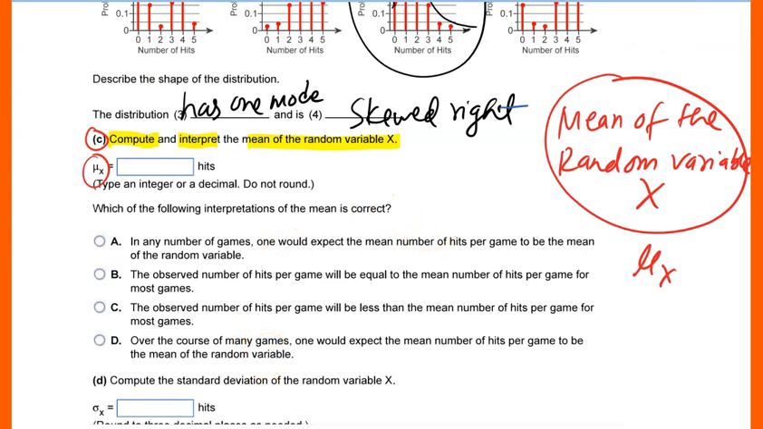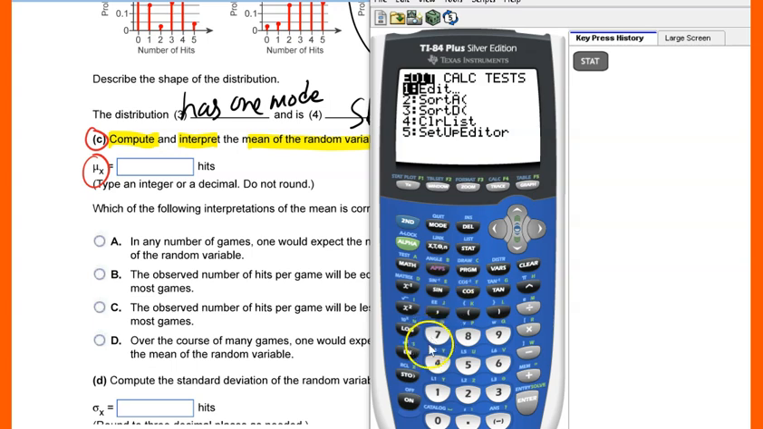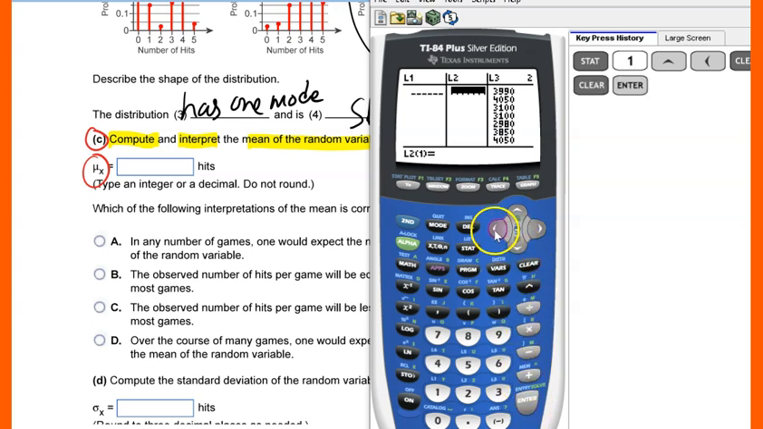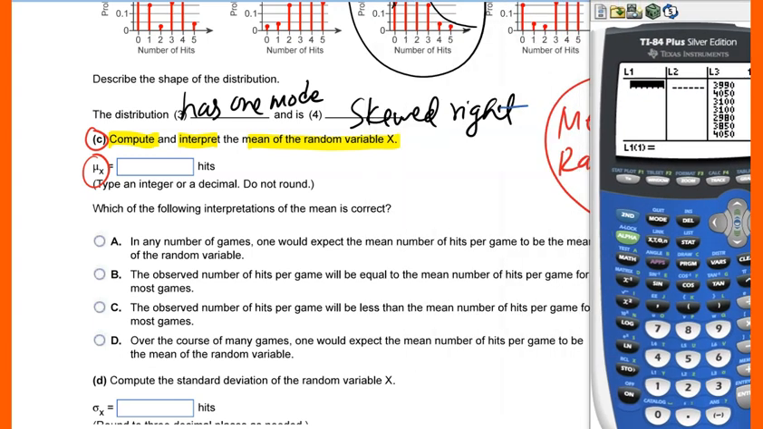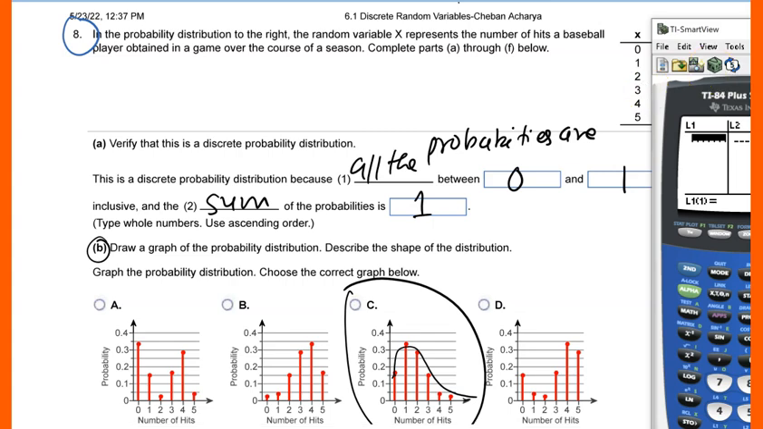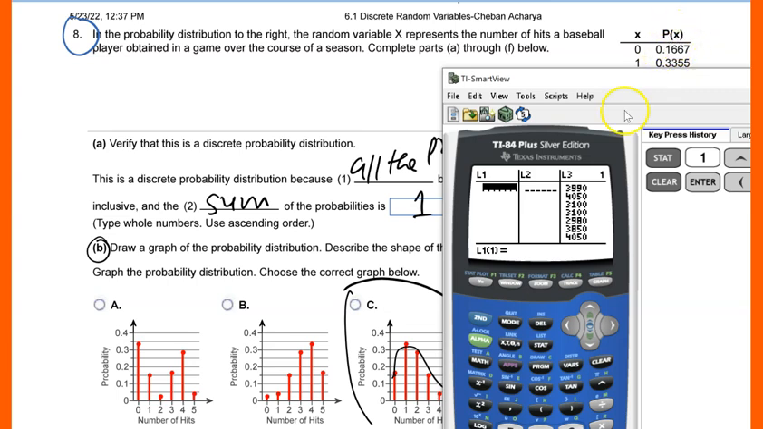Okay, first you open the calculator, and always you start with number one, Edit. And since you have two data, you have to put x and P of x. I'll clear L1 and clear L2. Now I'm going to put x, the value of the random variable, in L1, which is 0, 1, 2, 3, 4, 5. And I'm going to put the probability in L2, which is P of x. I'll be back after putting the data in the calculator, and I'll show you.